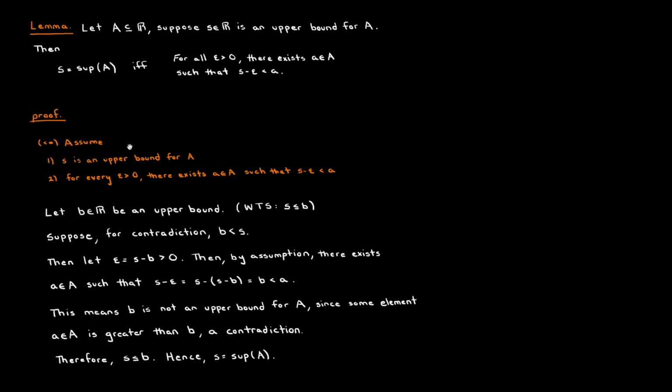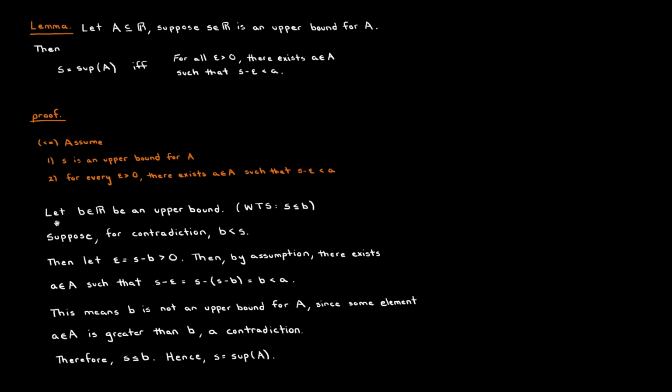That is, let's assume that we are given S, which happens to be an upper bound for A, and this upper bound has the special property that for every epsilon greater than 0, there exists an a from my set so that a is larger than S minus epsilon. And what we want to show is that this S is actually the supremum of A.